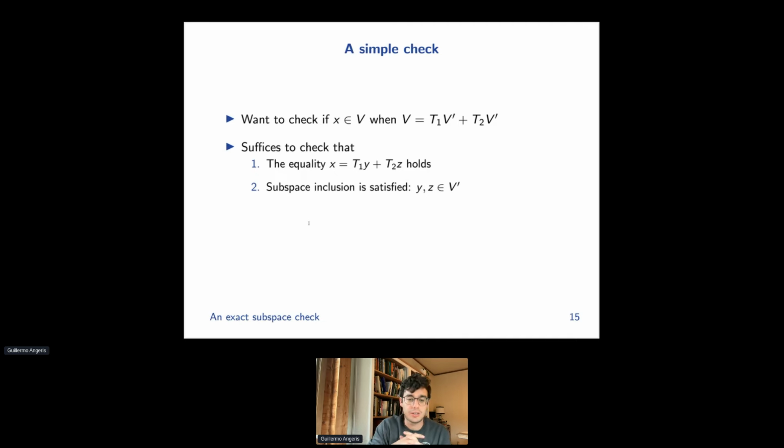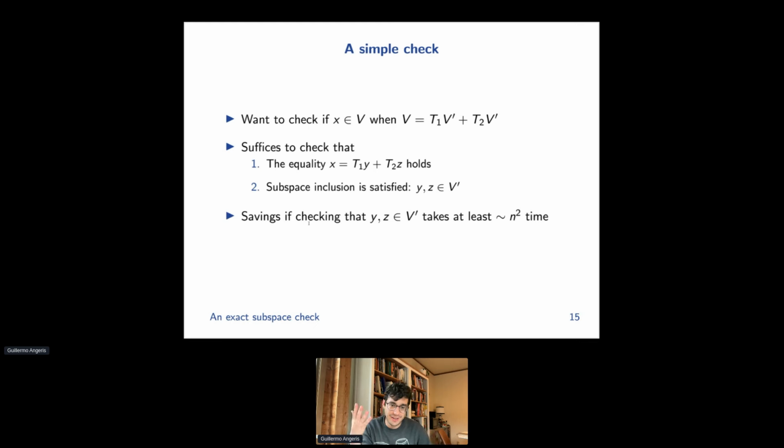And so now it suffices to check simply two things. First, we are given some vectors y and z that are claimed to be the decomposition of x. So we have to check first that the equality is satisfied: x actually does equal T1 times y plus T2 times z. That's a reasonable thing to check. If that equality is satisfied, then we're good with the fact that x is at least equal to those things. Then the next question is, we also need to verify that y and z each belong to this vector space V prime. Because if they don't, then we have said nothing about x. Those two things will imply that x is in V by our definition.